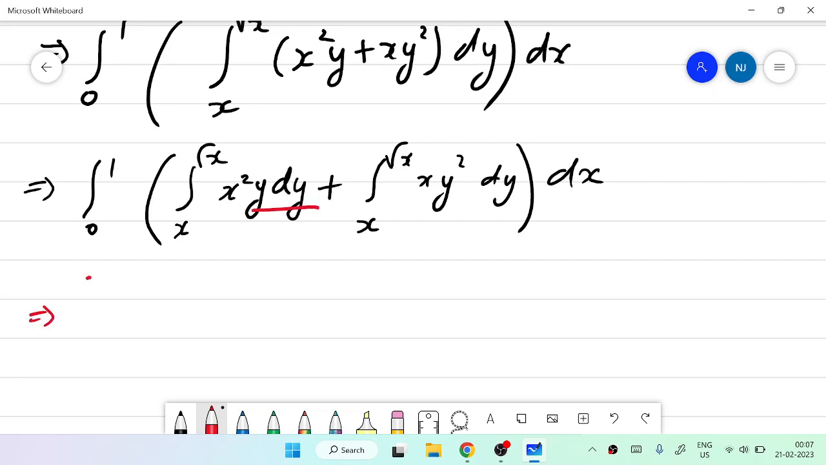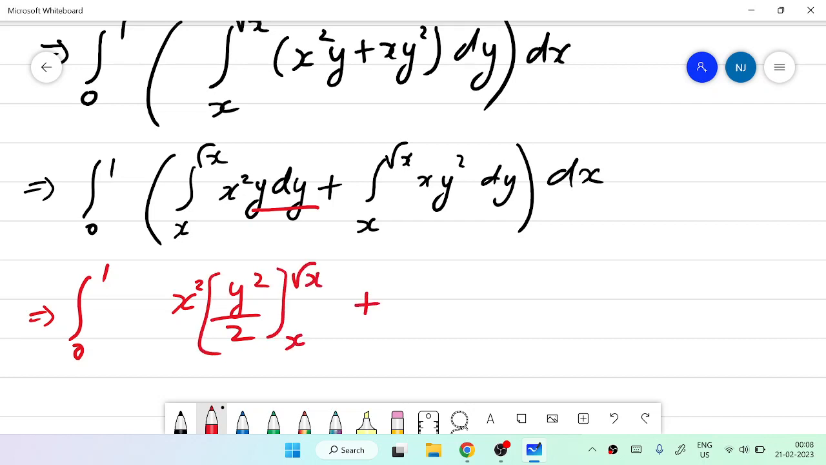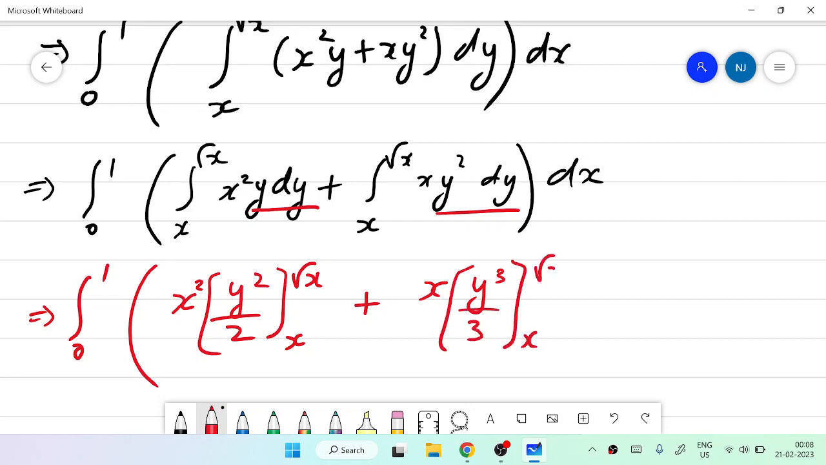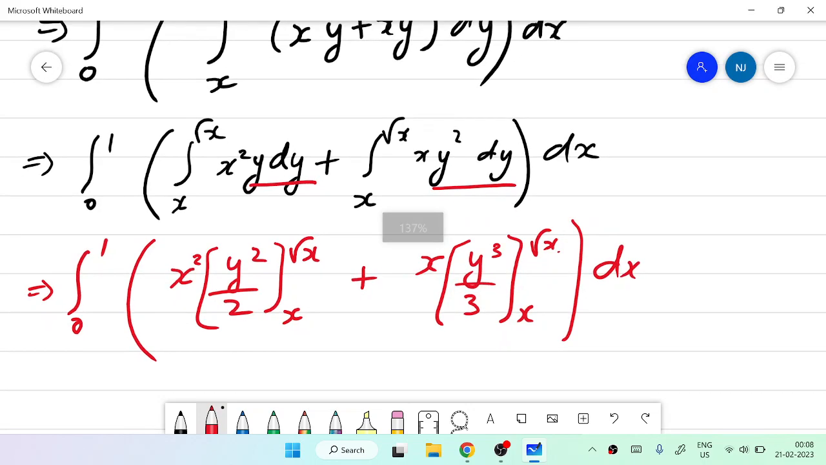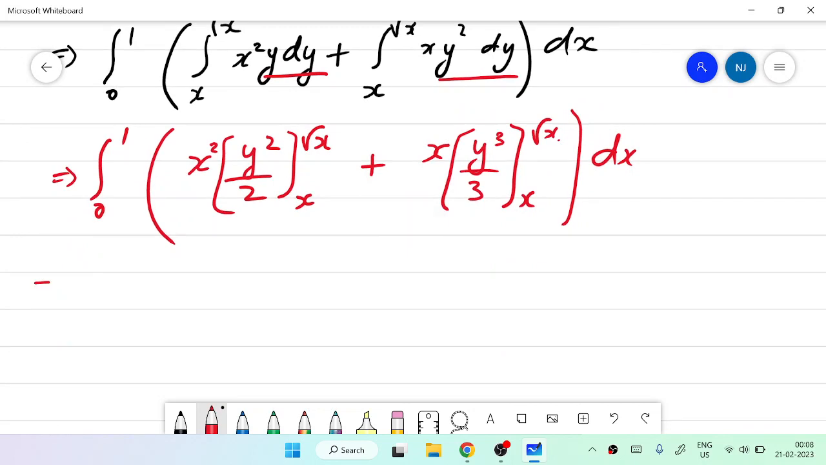So it will be like integral over 0 to 1. Okay, keep x square as it is. Y dy will give you what? Y square by 2. Okay, the limits will be x to root x, plus. Then here also I have to integrate with respect to y now. So x into y cube by 3 will come, with limits x to root x, into dx will come. Understood? Then you have to substitute the upper limit and lower limit.